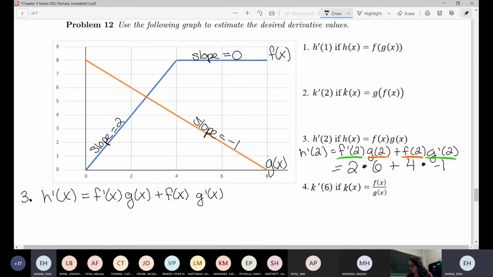I've run out of space, so I'm going to have to go backwards here. So 6 times 2 is 12, minus 4 is 8. So the value we're looking for here is 8. So we used our product rule in a more generic way than we were doing before to be able to find that value.